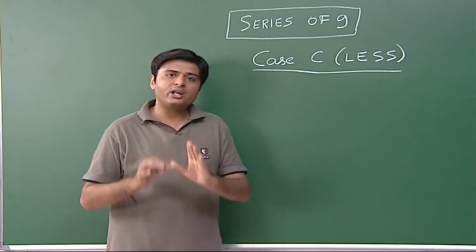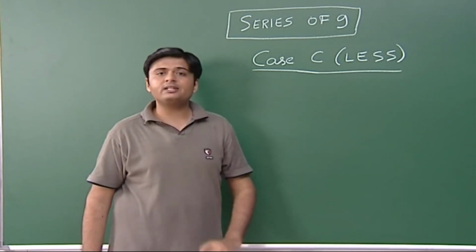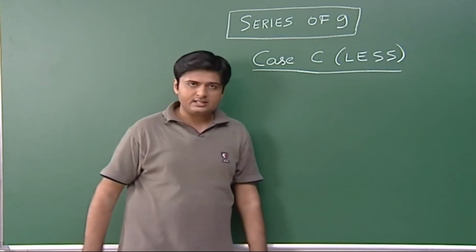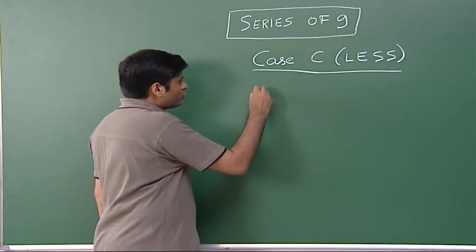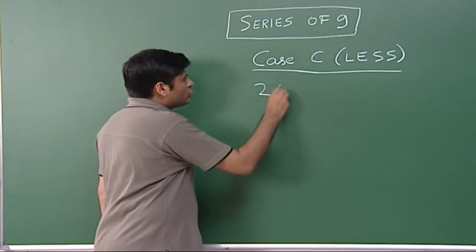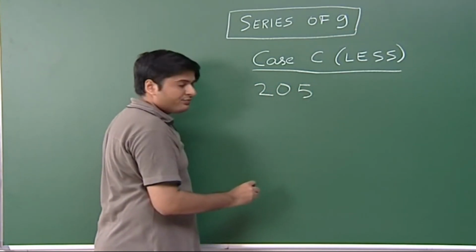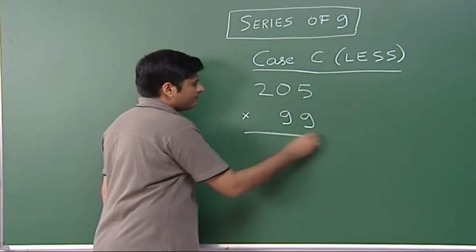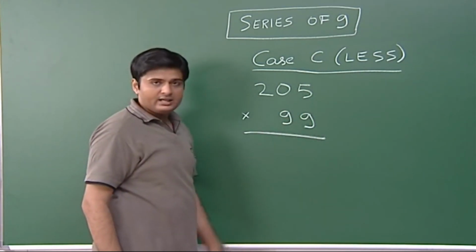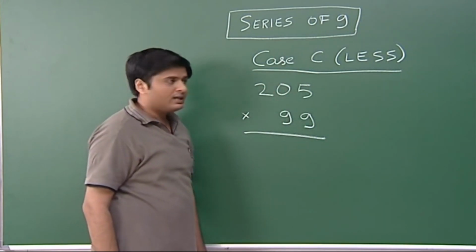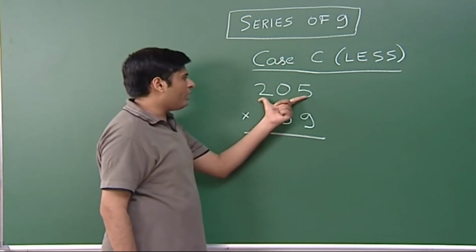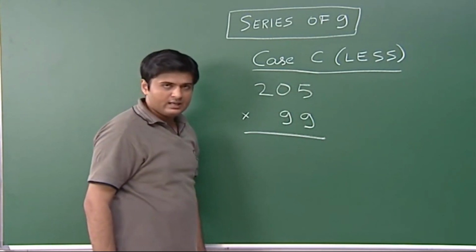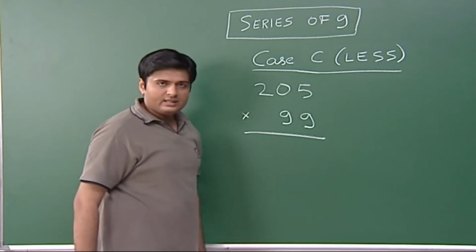But as of now, we can also use the general technique of multiplication to make it faster. Let us see how that is done. Suppose I have to multiply, say, 205 by 99. We have a series of 9 here, so it falls in this case. And also there are more numbers and less nines. That means it will fall in case C. Let us see how we get the answer.